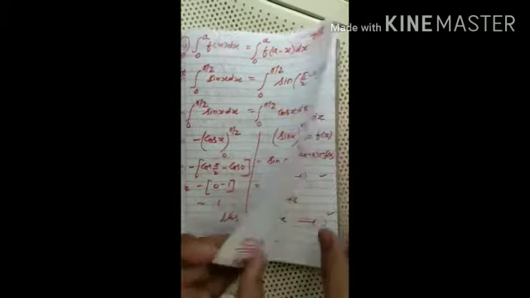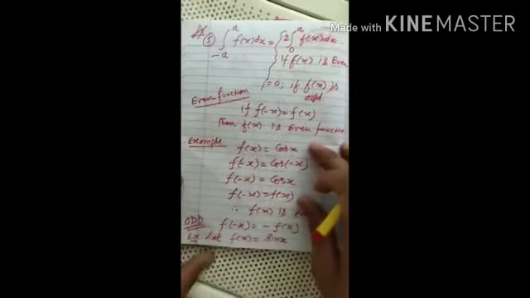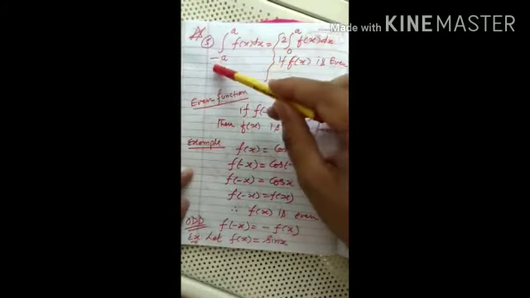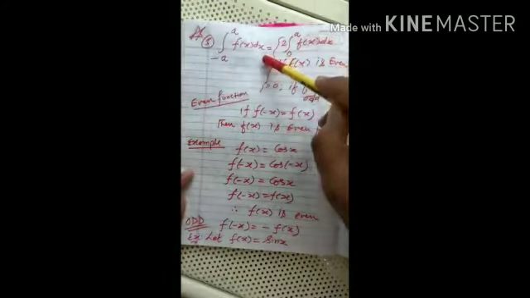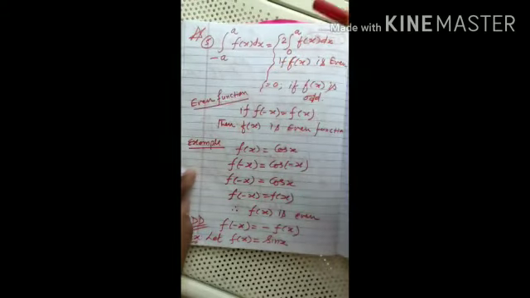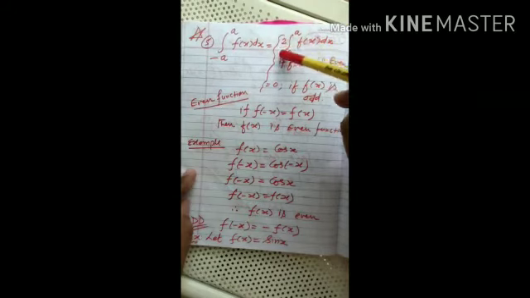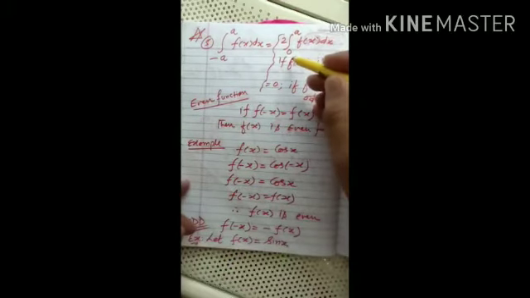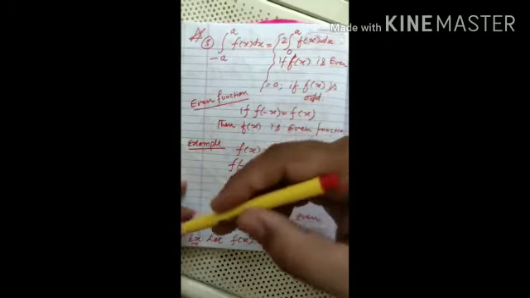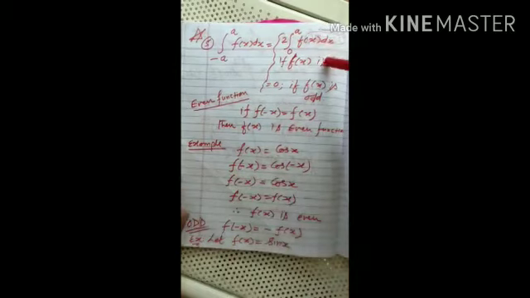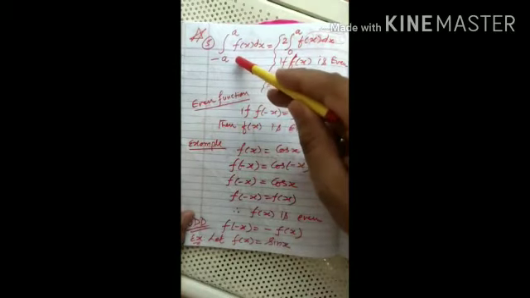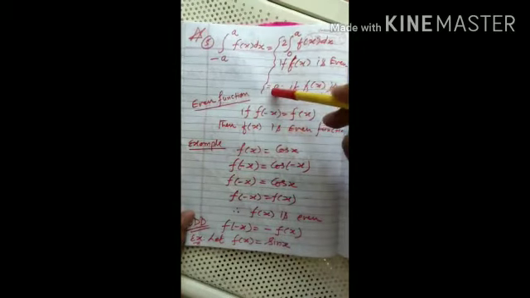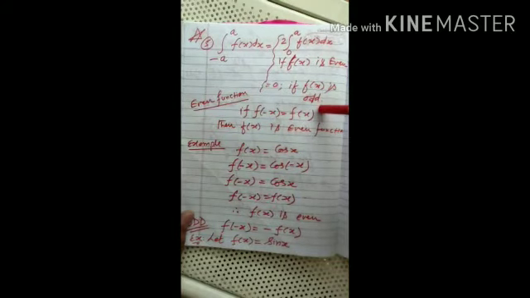Now the next one is integration from minus a to a of f(x) dx. This property has two results. First, this becomes twice the integration of 0 to a of f(x) dx if f(x) is an even function. If f(x) is an even function, then the result will be this. And this integration is equal to 0 if f(x) is an odd function.